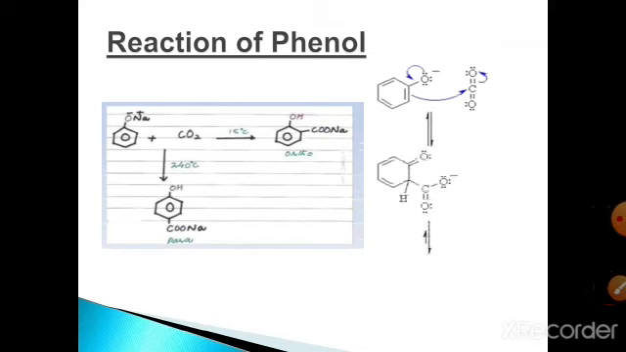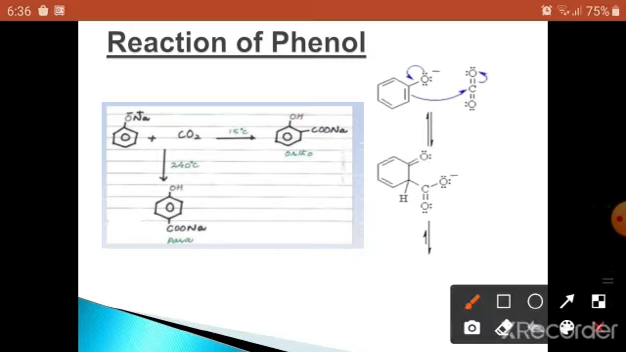This is an unstable intermediate because you will not see any aromaticity in it. As soon as the pi bond attacks carbon dioxide, after forming the sigma bond the aromaticity of the ring is destroyed. To regain the aromaticity and the stability of the product, the proton from this position will be removed. As soon as the proton is removed, the electron again shifts towards the oxygen atom and makes a negative charge on the oxygen atom.